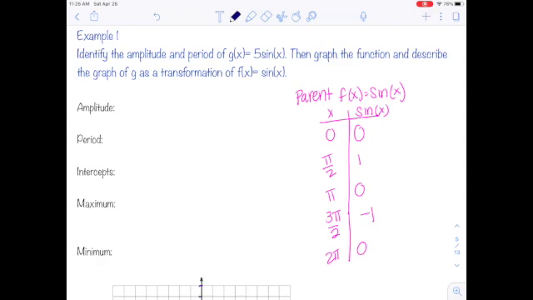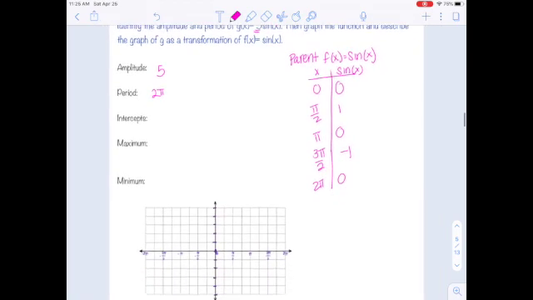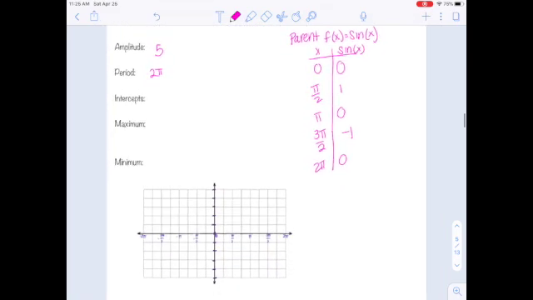We can take a look at our g of x, and you see a 5 being multiplied by the sine function, and that is our a value. So our amplitude is the absolute value of that a value, which is 5. Our period: there's no number being multiplied inside with the x, so our period stays as 2 pi. Technically our b value would be 1, so it's 2 pi divided by 1, but no big deal. Our period hasn't changed. I'm going to get my intercepts and my maximum after I graph it.